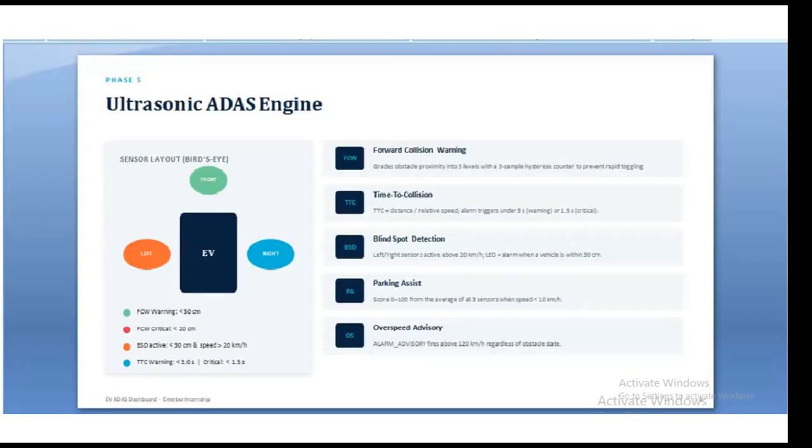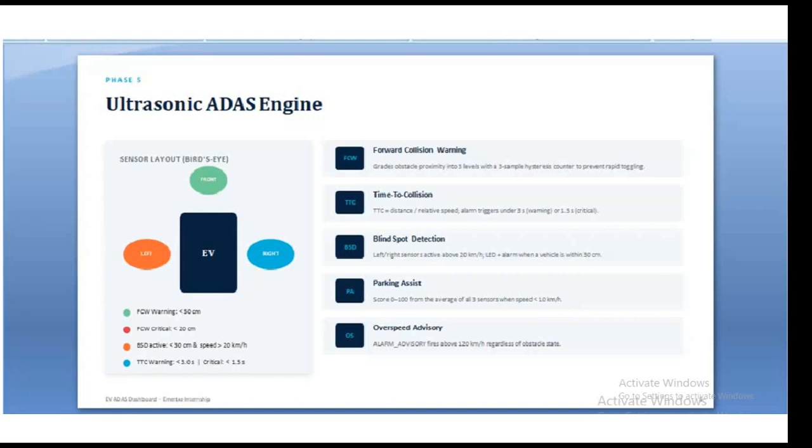The first feature is forward collision warning, or FCW. If any obstacle is detected in front of the vehicle within the predefined distance, the system generates a warning. If the distance becomes critically low, a critical alert is displayed.